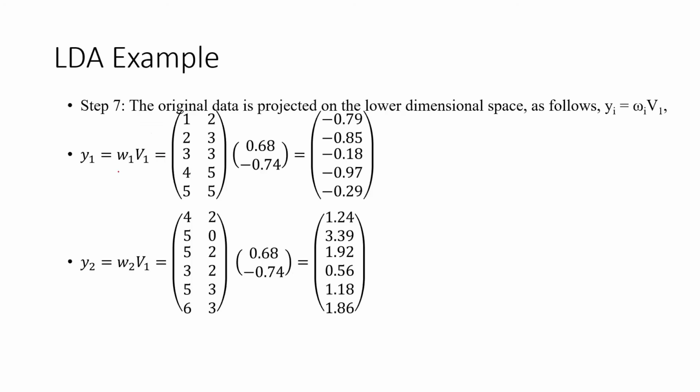By multiplying this original data with v1 for both the cases w1 and w2, you get the new dimensions y1 and y2 as these values. So this was all about LDA. If you have any doubt you can ask, otherwise I will move to the next topic.